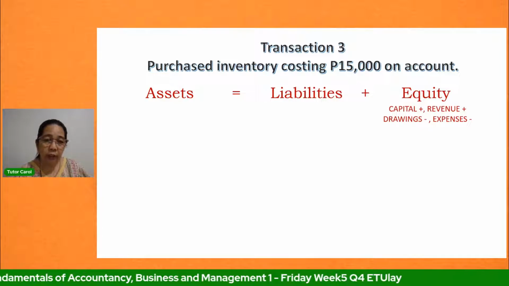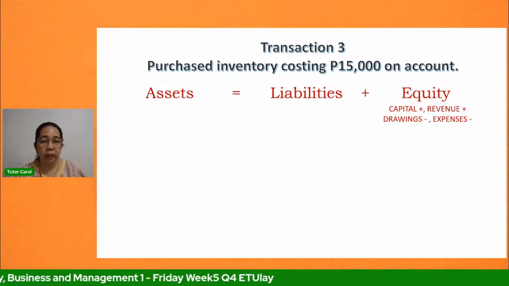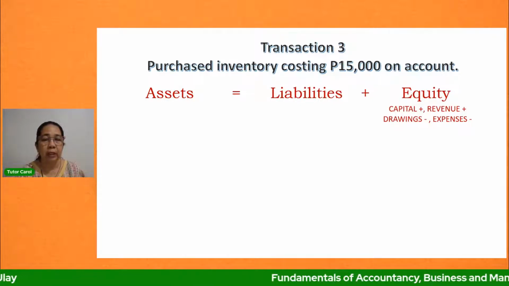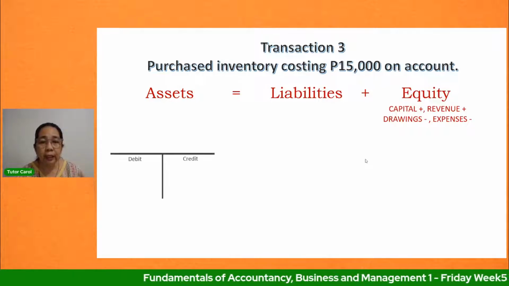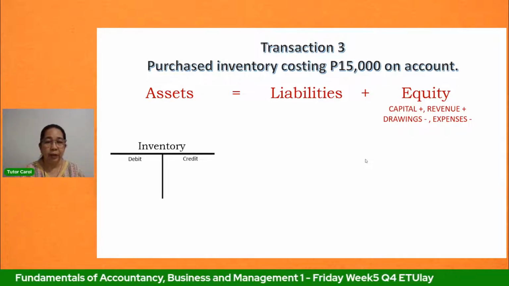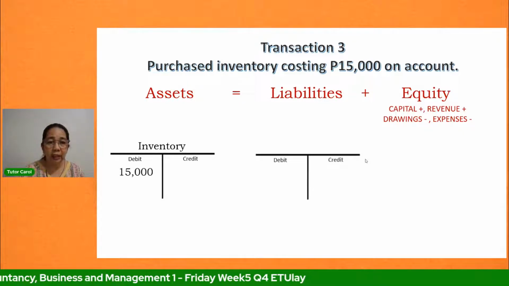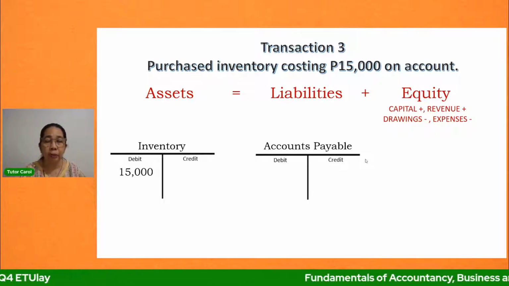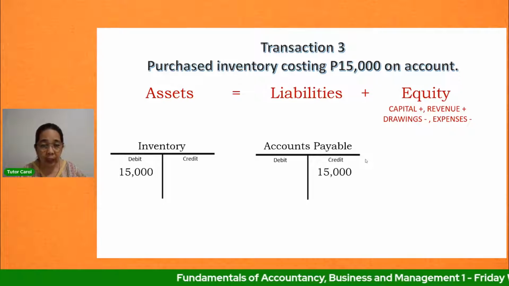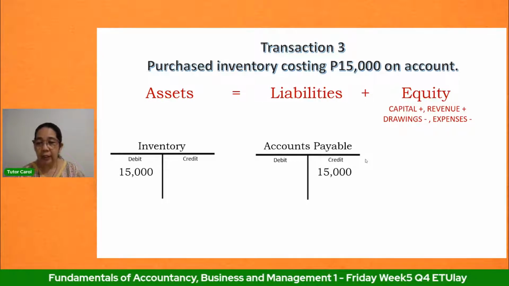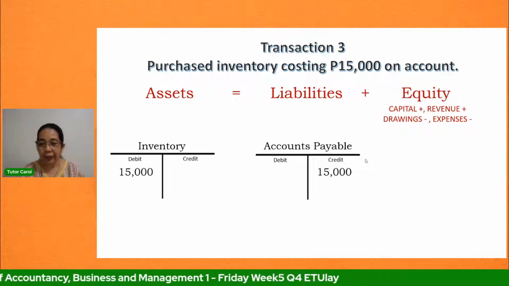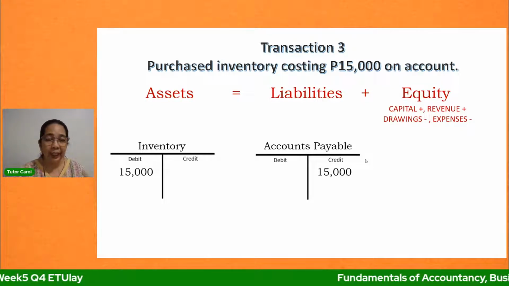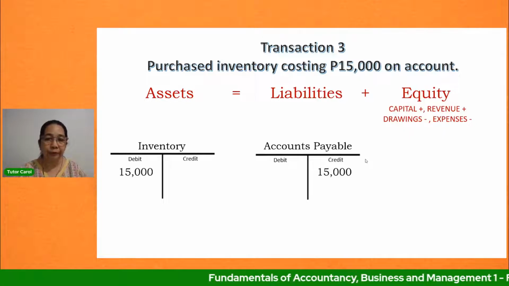So, who is the giver of that inventory? Nakalagay on account. So, ibig sabihin, meron tayong liability. Sa creditor siya galing. So, affected ang liability, under the account name accounts payable. Since nagkaroon ka ng utang, lalagay natin yan sa credit side. Accounts payable po sa liabilities. Tama po, Miss Vanny. Okay, let us move to transaction number 4.